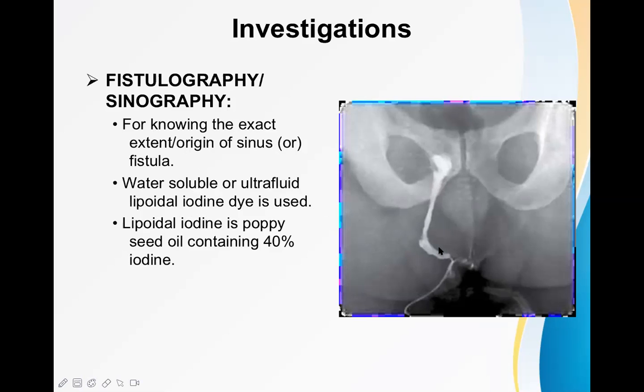If you see this type of structure, there is a tract inside. And how do I know whether this is a sinus or fistula? If some of the dye is leaking from the inner side into the surrounding area, this is a fistula. If nothing is leaking there, probably this is a sinus, because in a sinus one of the ends is blind.